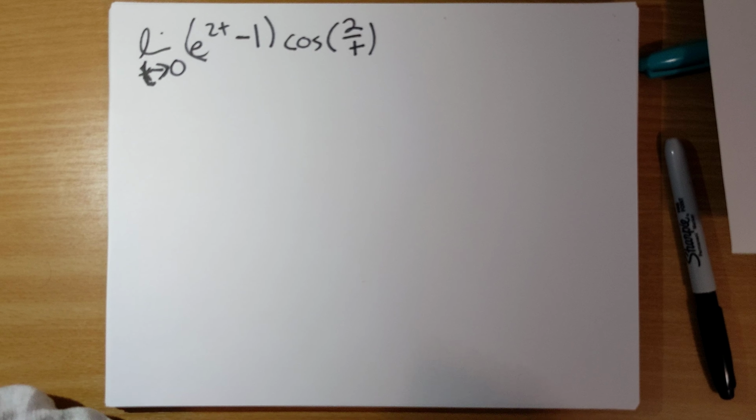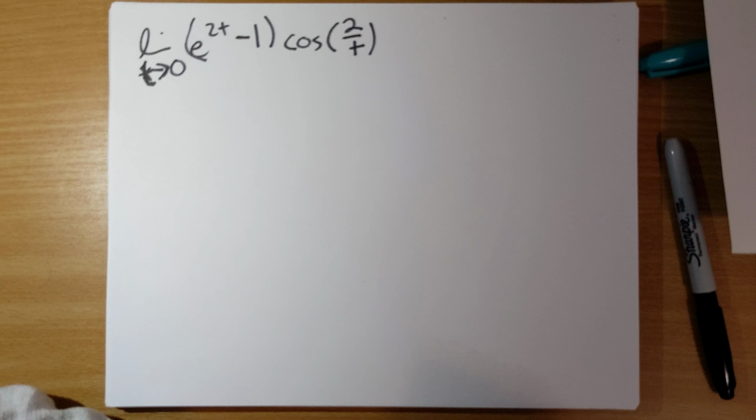So the first thing to observe is that it certainly is true that the limit as t goes to 0 of cosine of 2 over t does not exist. But as it turns out, this limit is going to exist. How do we see that?